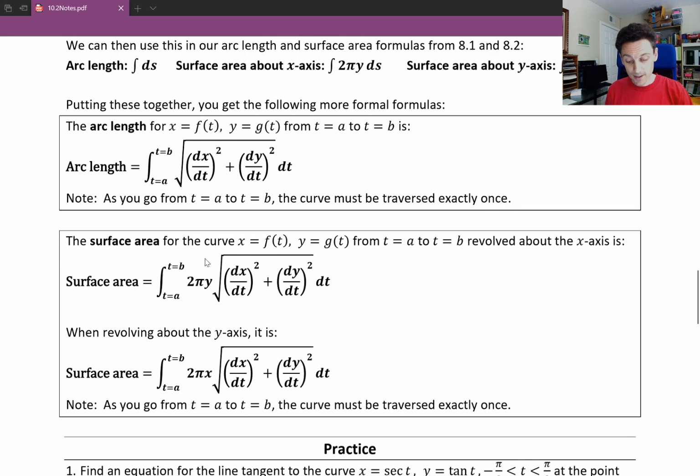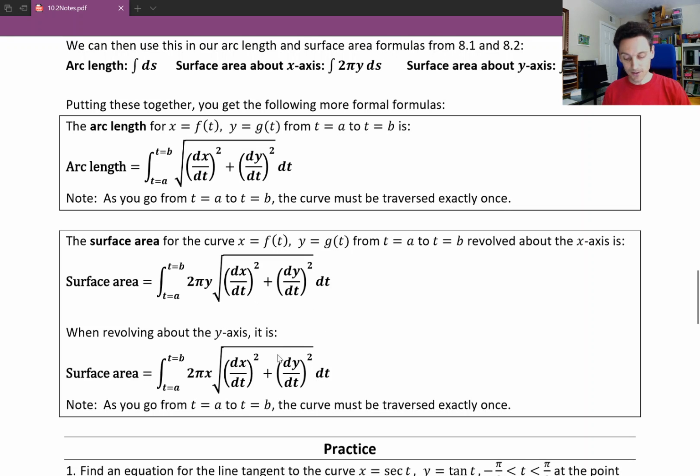Then for the surface areas of revolution, there are the two situations, one where you're revolving about the x-axis and one where you're revolving about the y-axis. The only difference between them is that when you're revolving about the x-axis, you're going to have 2 pi y inside of your integral, and when you're revolving about the y-axis, you'll have 2 pi x inside the integral. The ds's will be exactly the same for each of those. So it's kind of nice.